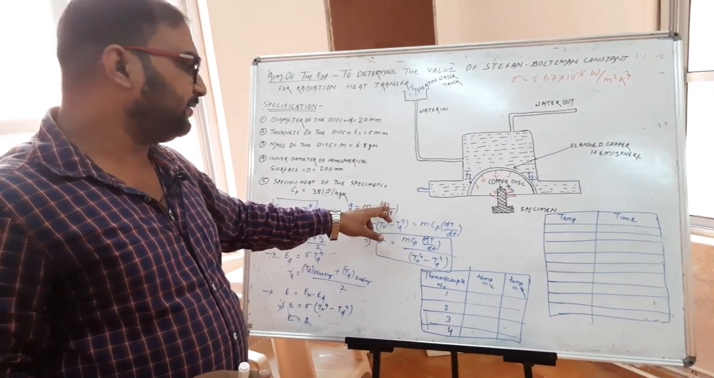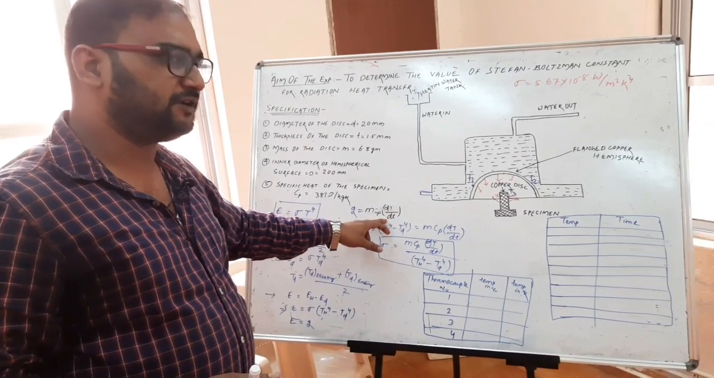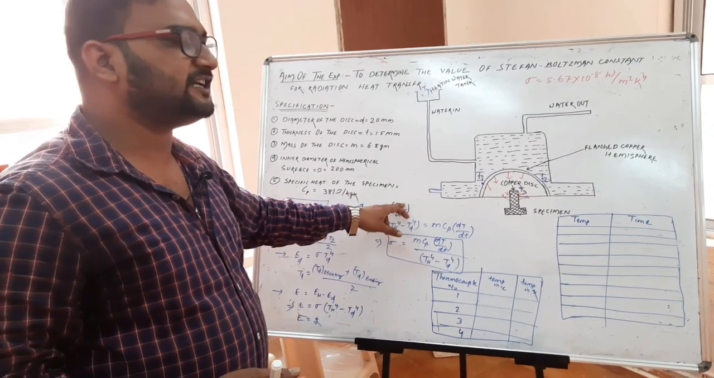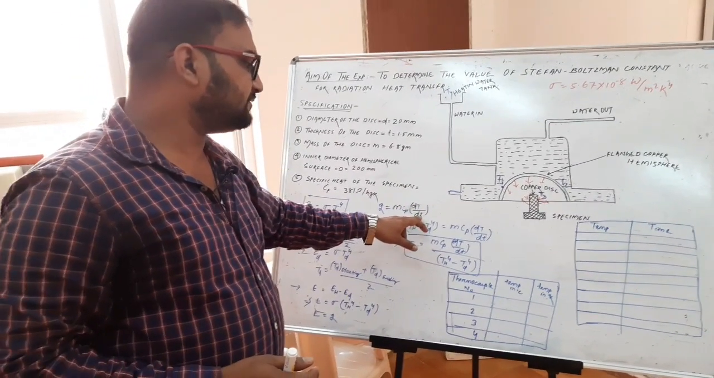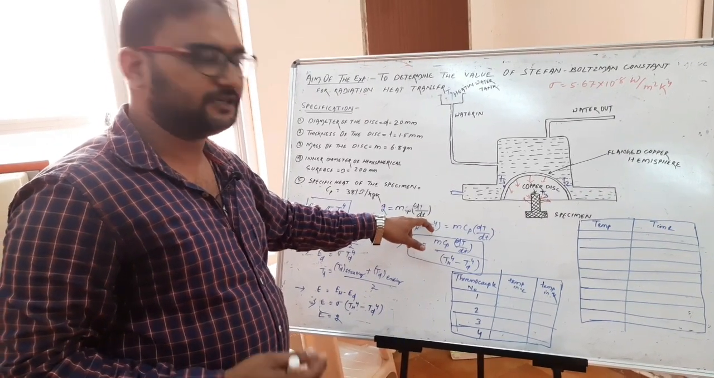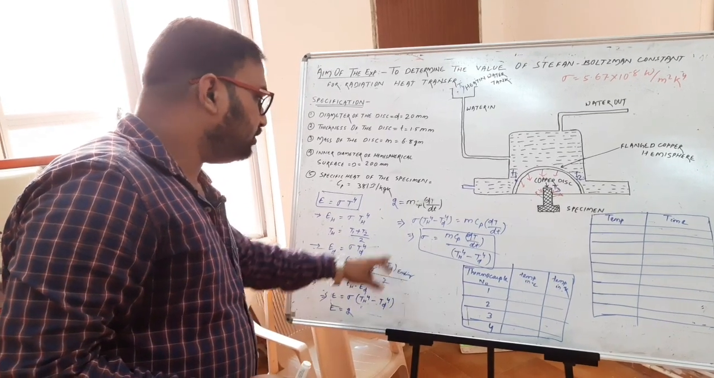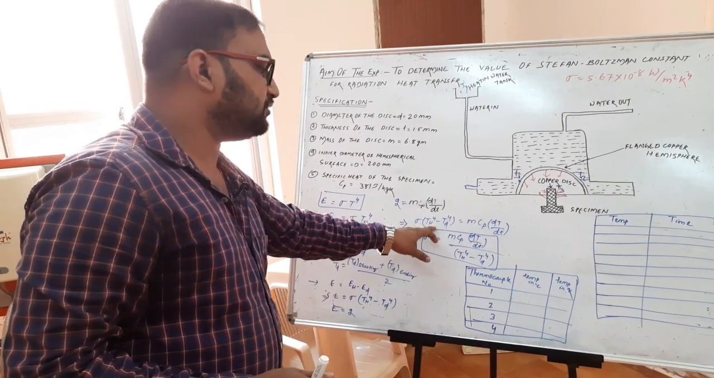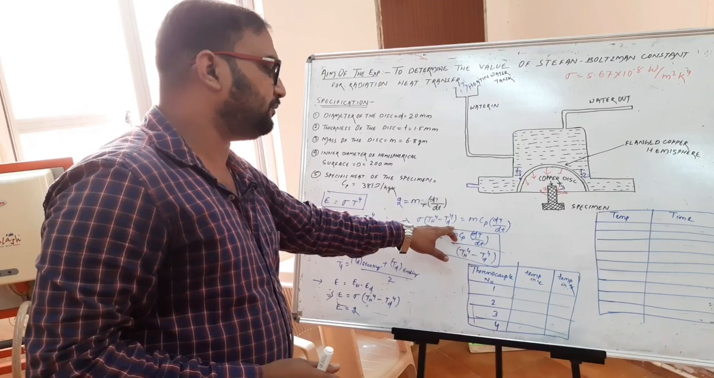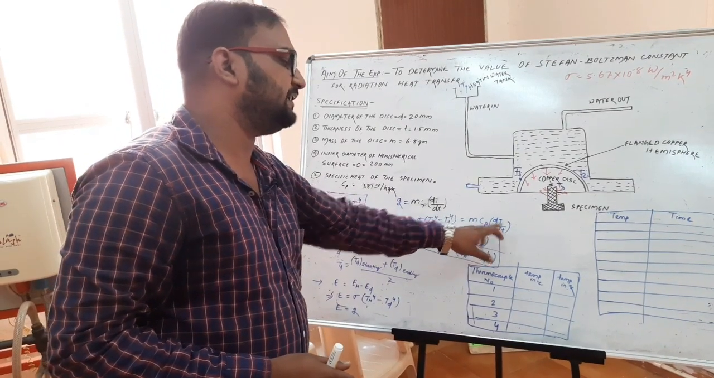What is dT by dt? It is the rate of change of temperature with respect to time. So capital dT means the change of temperature, and small dt means the change of time. Now equating both, E is equal to Q. So sigma into TH to the power 4 minus TD to the power 4 is equal to mCp into dT by dt.